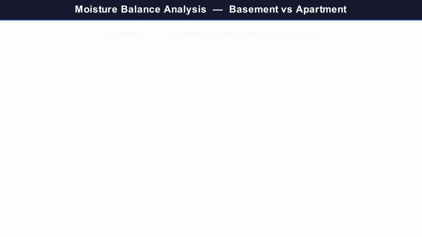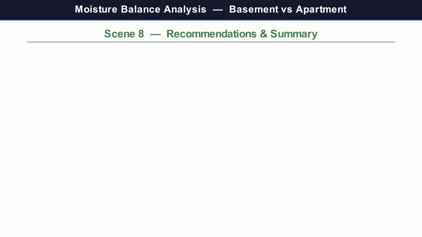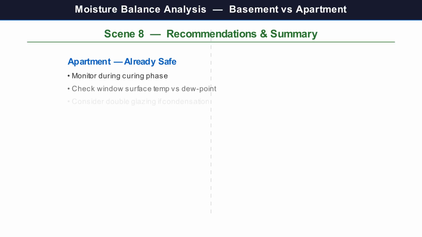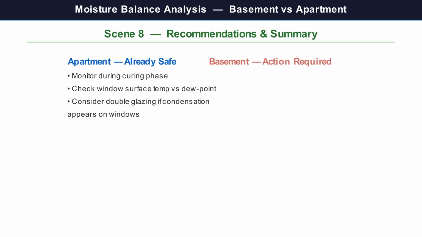Now that we have quantified the problem, what can be done? Let us look at targeted interventions for each building. For the apartment, the situation is already acceptable. The main advice is to monitor indoor humidity during the concrete curing phase, which may last several months. If condensation appears on the windows, this indicates that surface temperatures are dropping below the dew point, and double glazing should be considered. The basement requires immediate action on 3 fronts.